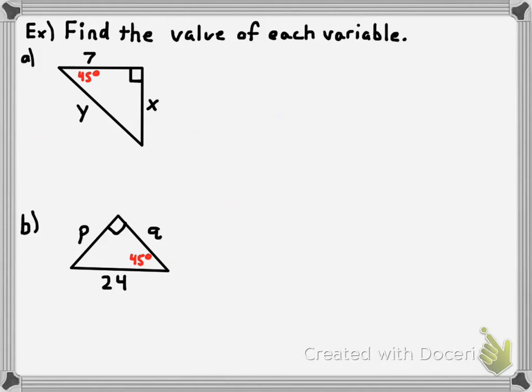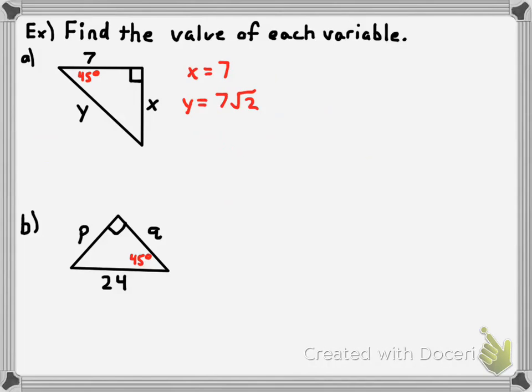Now, in part A, you see I gave you the length of one of the legs, and I'm asking you to find the length of the other leg and the hypotenuse. And it's as simple as this. So let's not bother with the Pythagorean theorem. We know x has to be equal to 7 because the legs are equal, and we know that the hypotenuse has to be equal to the leg times the square root of 2, and that's it. We knew both sides of that triangle.